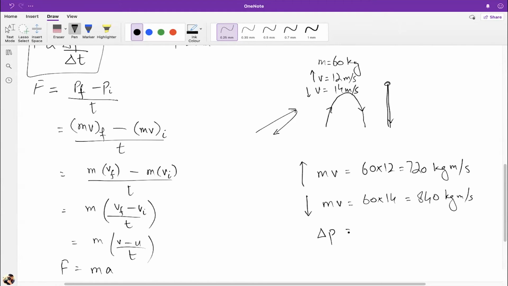The change in momentum that they want is they had 720 upwards minus 840 downwards. But because it's downwards, it's going to be negative. It's the opposite direction. So they actually want their momentum to change by this. Whoa. That is a really large change in momentum.